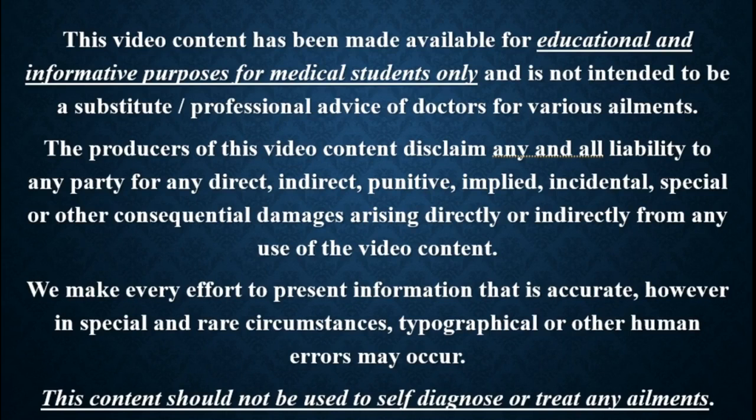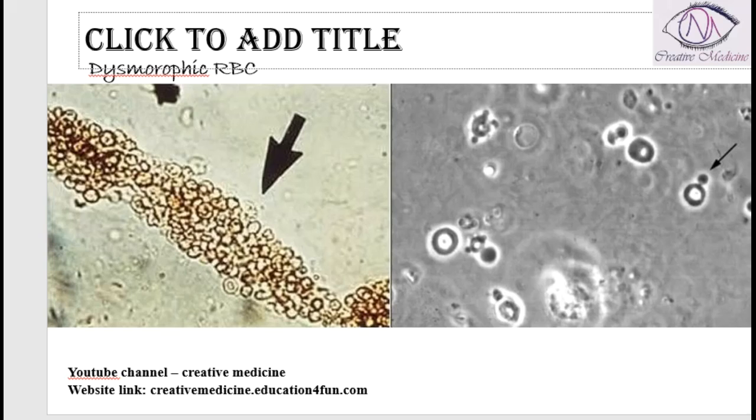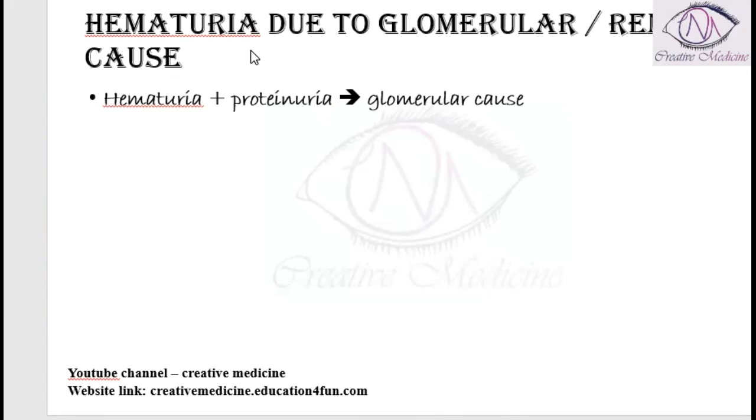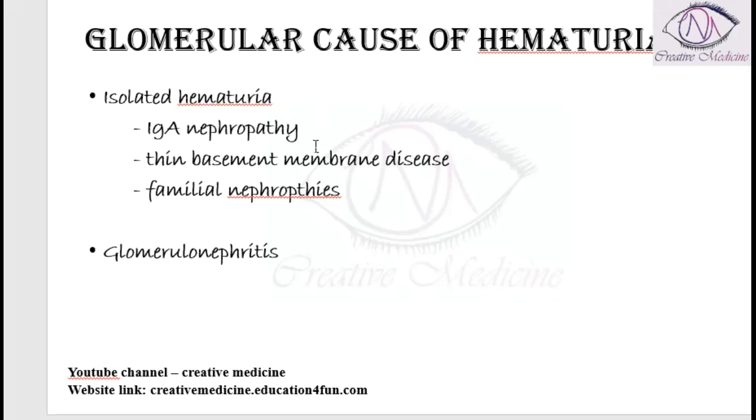In this lecture, we will learn about hematuria. Hematuria can be due to glomerular disease and non-glomerular disease. Hematuria due to glomerular or renal cause: in glomerular or renal causes, there will be presence of both hematuria with proteinuria.